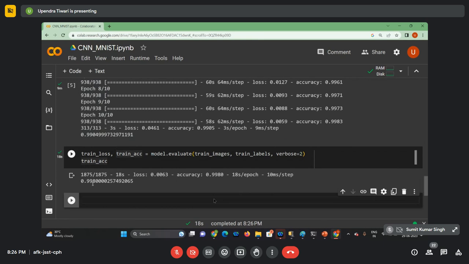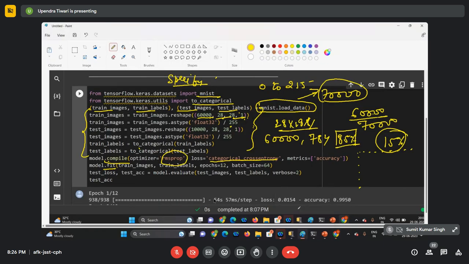Whenever your training accuracy is very high, 99.80, and the test accuracy is 99.04, as in my case, what kind of model do we have, Yuvraj? Right fit. Yeah, both are high and very close to each other.